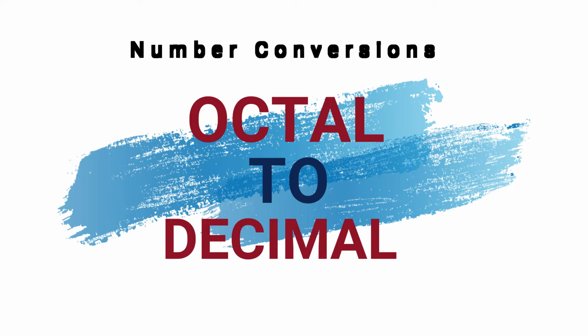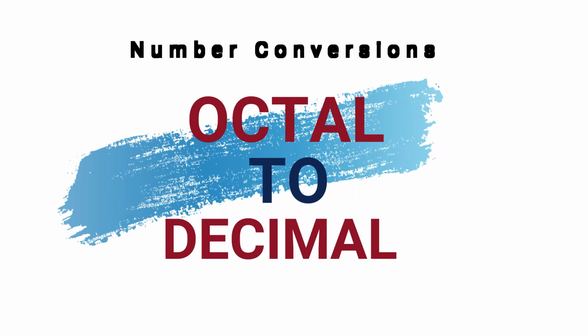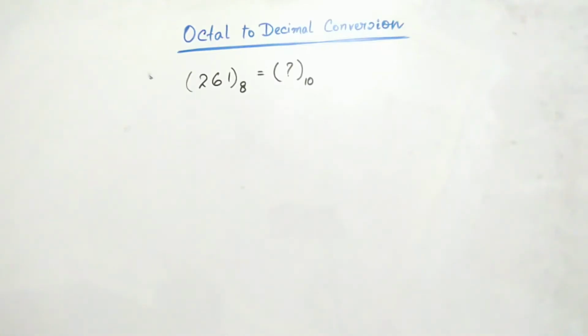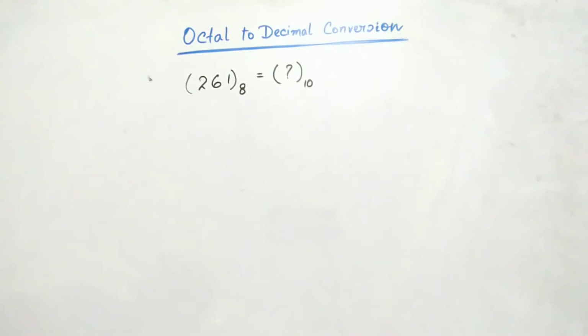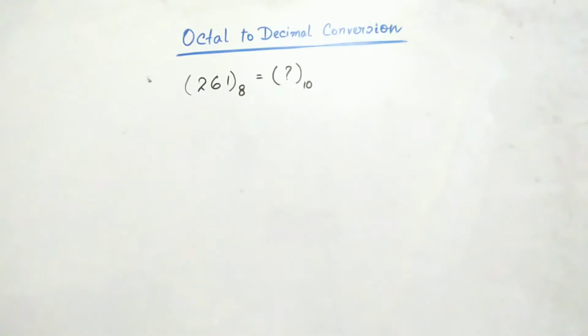In this video, we are going to convert an octal number to its equivalent decimal number. So watch the video till the end to learn how to convert an octal number to its equivalent decimal representation. An octal number can be easily converted to its decimal equivalent by multiplying each octal digit by its positional weightage.